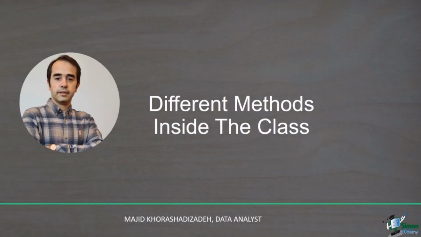Hello and welcome back to the second video in chapter 3. In the previous video, you saw that two types of attributes can be defined within the class: class attributes and instance attributes. In this video, I will talk about methods.